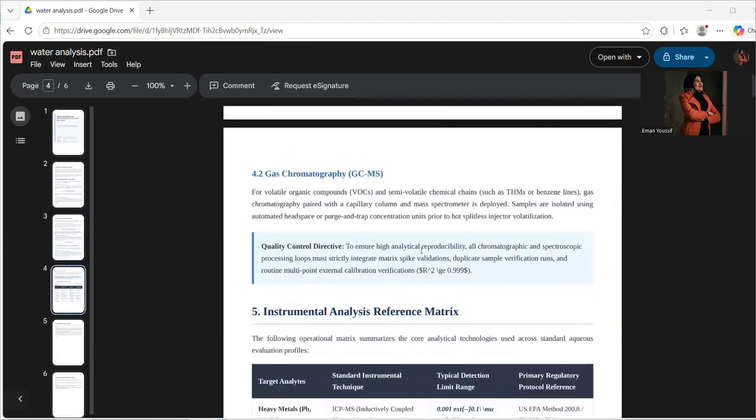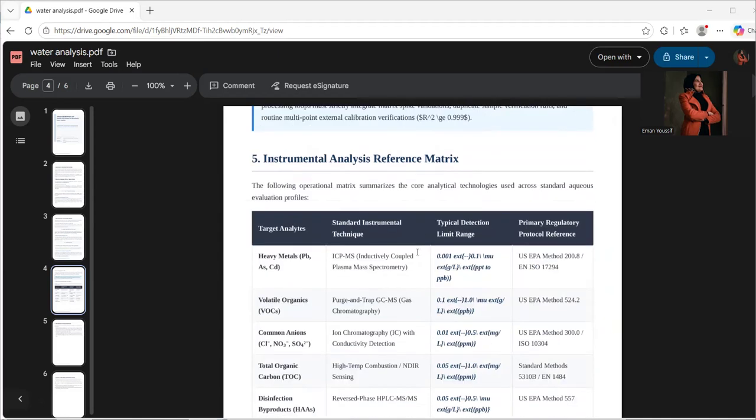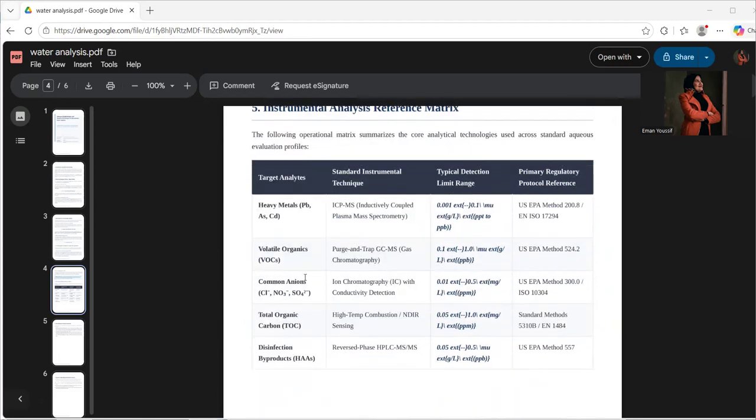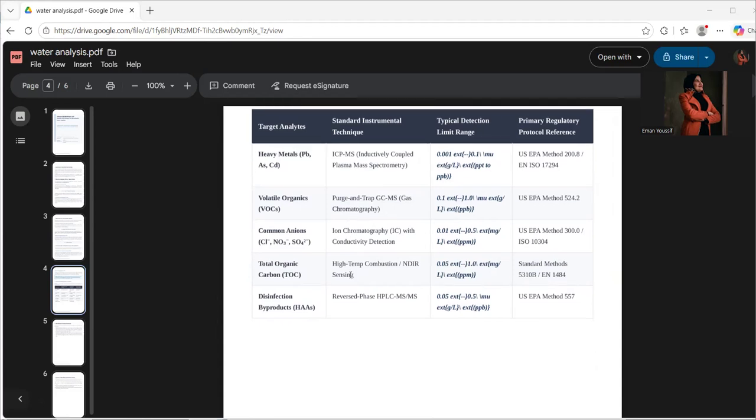And we have gas chromatography. So here is an instrumental analysis reference matrix. Heavy metals: inductively coupled plasma mass spectrometry. Volatile organics: we use the standard instrumental technique, purge and trap gas chromatography. Common anions, chloride, nitrate, sulfate: ion chromatography with conductivity detection. Total organic carbon: high temperature combustion, standard method. Disinfection byproducts: reverse phase.